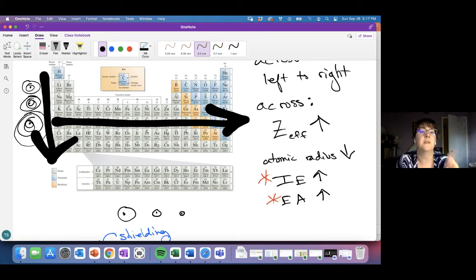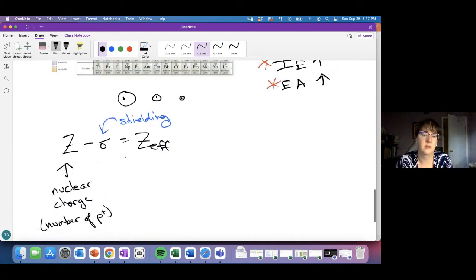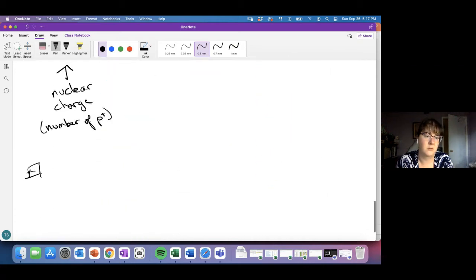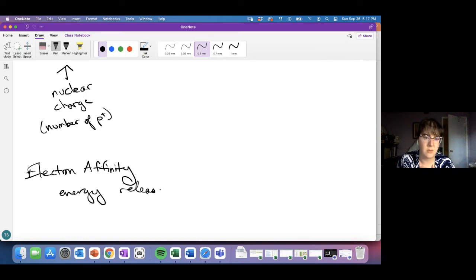So electron affinity, which we've already seen has the same overall trends, is the energy released when an atom gains an electron. And this is still in the gas phase.